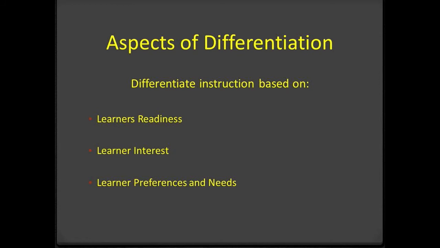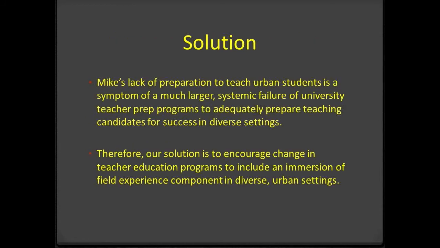In our case study, Mike lacked skills necessary to effectively teach urban students. However, Mike's personal failure is merely a symptom of a much larger systematic failure of university teacher prep programs to adequately prepare teaching candidates for success in diverse urban settings. Research indicates that while the student population in the United States is becoming more diverse with ethnic minorities increasing, teaching candidates continue to be predominantly white.